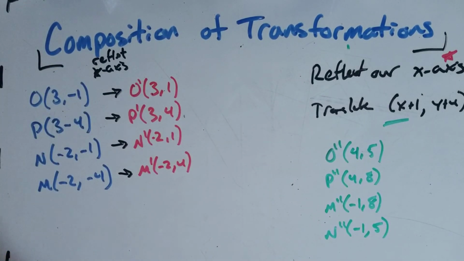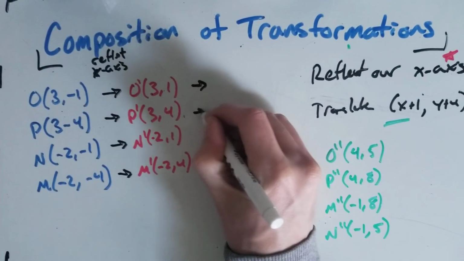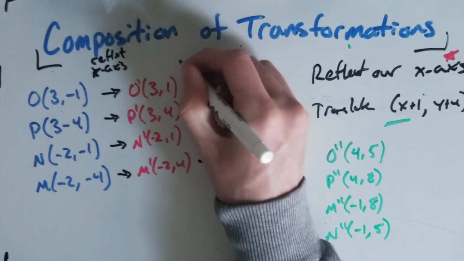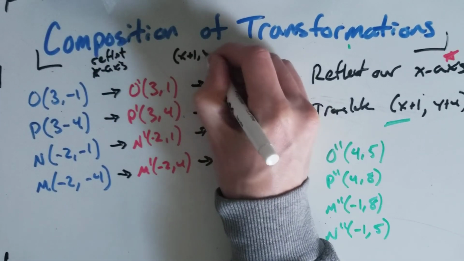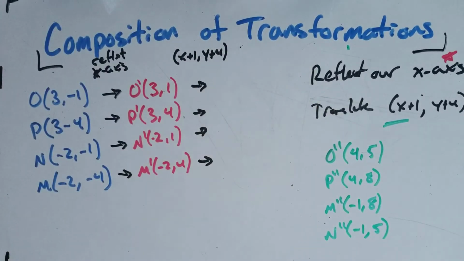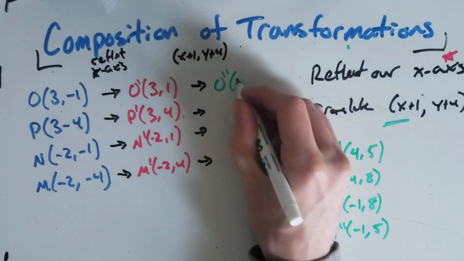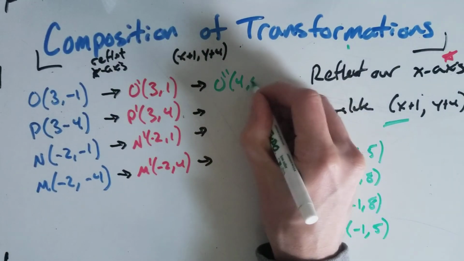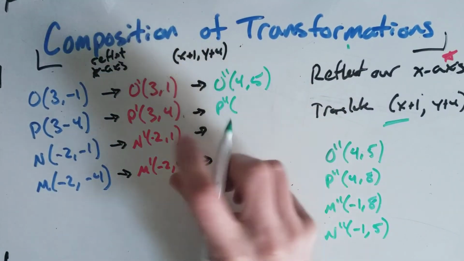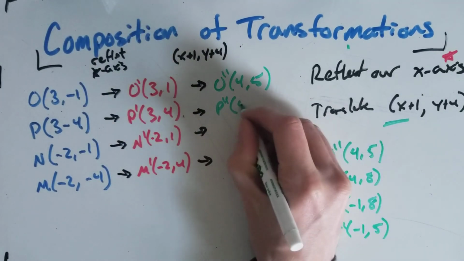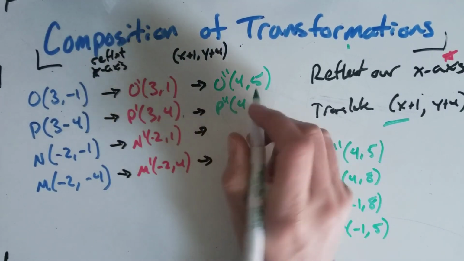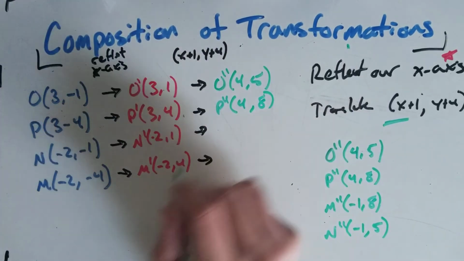And then you're going to go ahead and do another transformation. Now you're going to do that translation. So you're doing x plus 1, y plus 4. And that got us to the green. So x plus 1, O double prime, 3 plus 1 you get 4. Y plus 4 you get 5. P double prime, 3 plus 1 you get 4. 4 plus 4 you get 8.